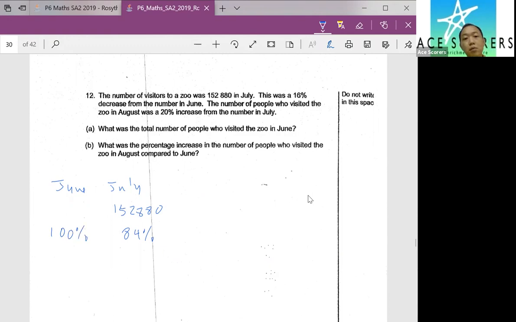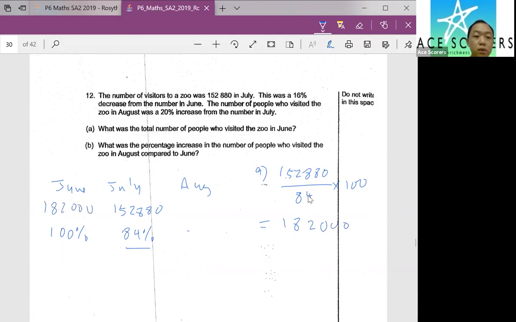Yeah. So the number of people who visited the zoo in August was a 20% increase. So August, it's 20% from here. So there's a change of base. So you got to be careful about the change of base. We can find June first. So just take for part A, 152,880 divided by 84 times 100. Okay, using your calculator, we get 182,000. So June 182,000. Okay, next.